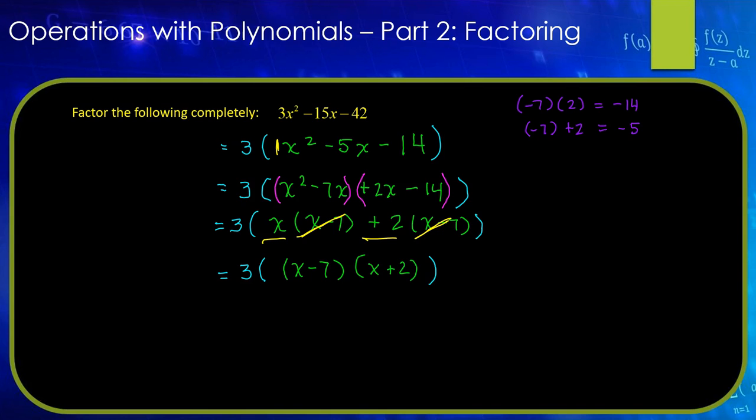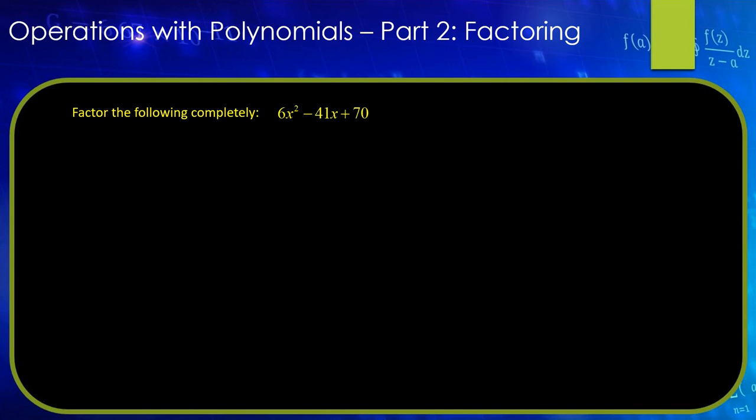And now that I have that factored inside there, I really don't need the extra set of parentheses, because all that's going on here is multiplication. So if I want to write this factored completely, I would just write 3 times x minus 7 times x plus 2. Let's try another one.